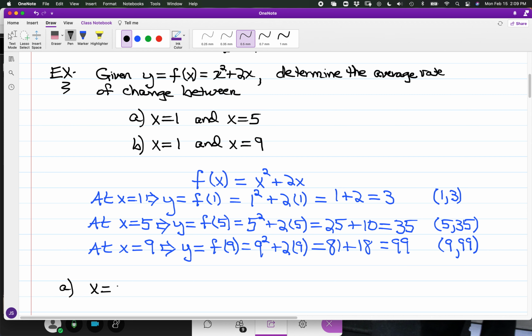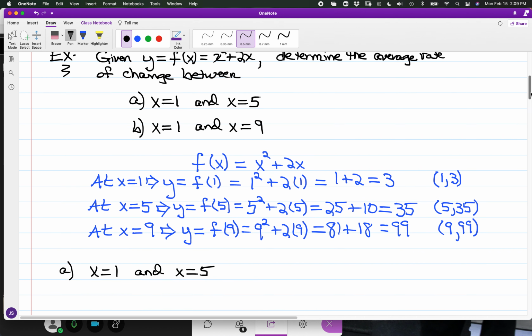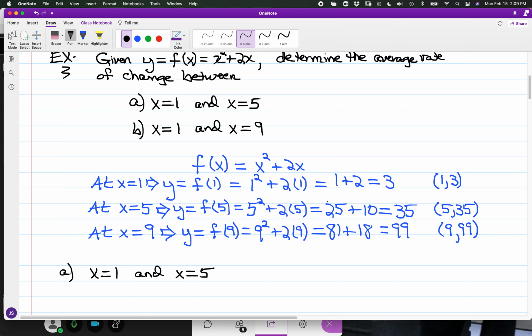Now for the average rate of change, I'm going back to part A here. So between x equals 1 and x equals 5, you're looking at the average rate of change, in ordered pair terms, going between (1, 3) and (5, 35).